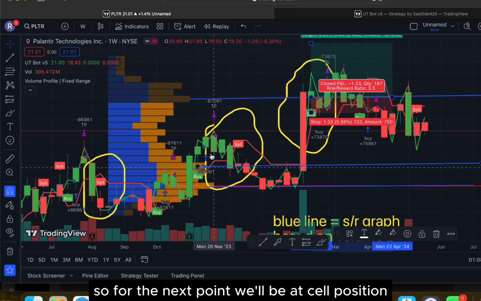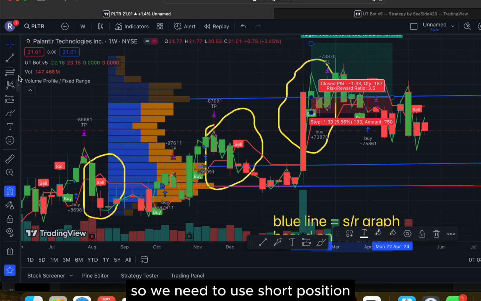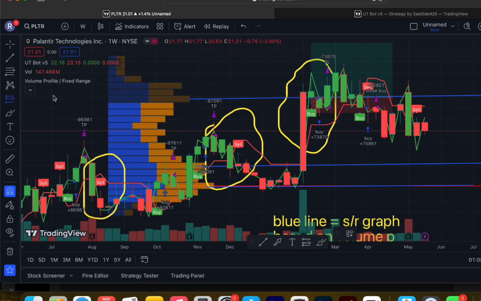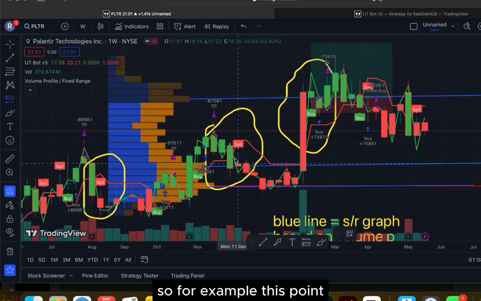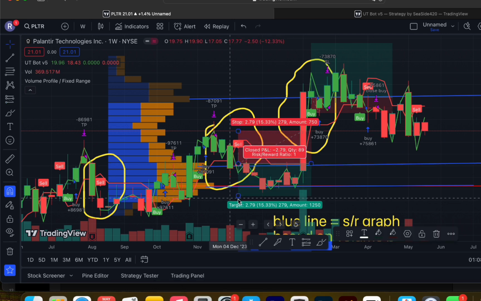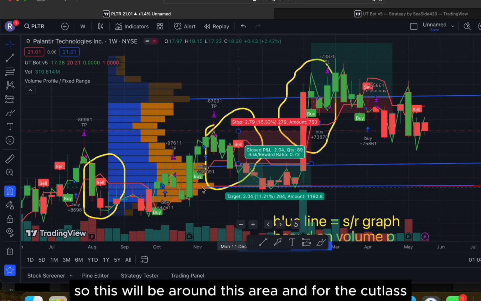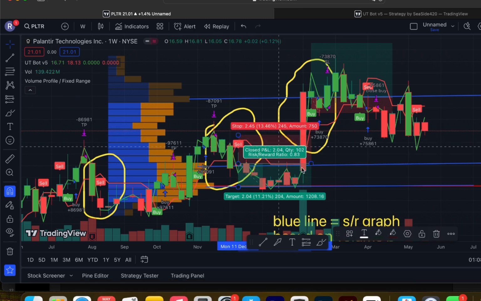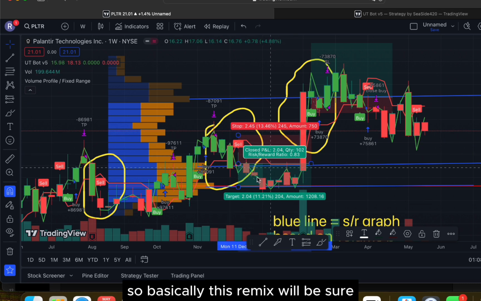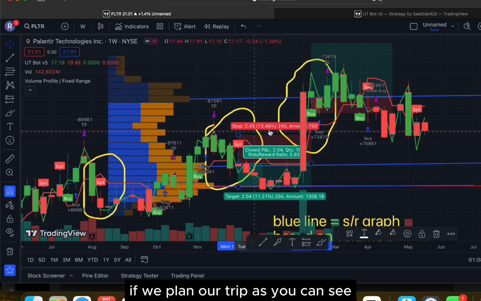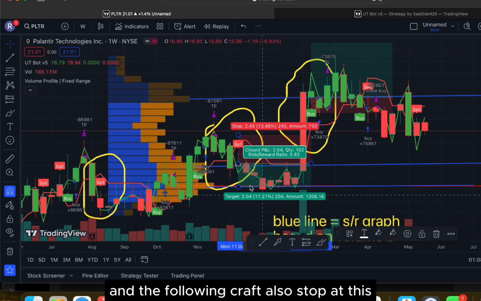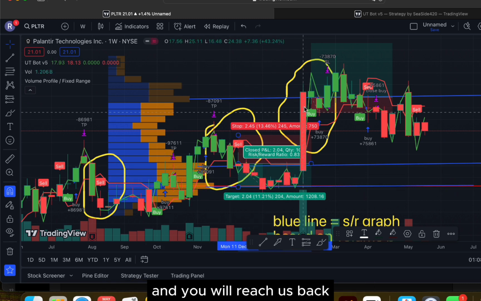So the next point will be at a sell position. So we need to use a short position. So for example, this point, this is the graph. So this will be at around this area, and the cut loss will be here, short term. So basically this risk reward ratio, if we plan our trade, as you can see, it will go until this volume side, and the following graph also stops at this and it will retrace back.